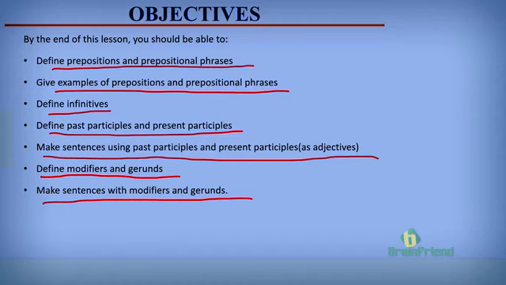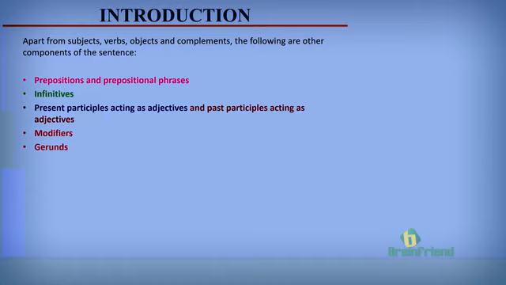Now let's go to our lesson. In our previous lesson on sentence components, we looked at subjects, verbs, objects, and complements. Apart from these sentence components, other sentence components are prepositions and prepositional phrases, infinitives, present participles acting as adjectives, past participles acting as adjectives, modifiers, and gerunds. So in this lesson, we would consider these sentence components.